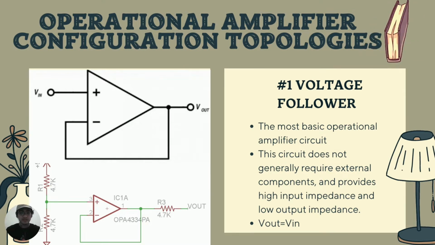It is the most basic operational amplifier circuit. The circuit does not generally require external components and provides high input impedance and low output impedance, making it a useful buffer. Because the voltage input and output are equal, a change to the input produces an equivalent change in the output. So we can write it as V out equals V in.